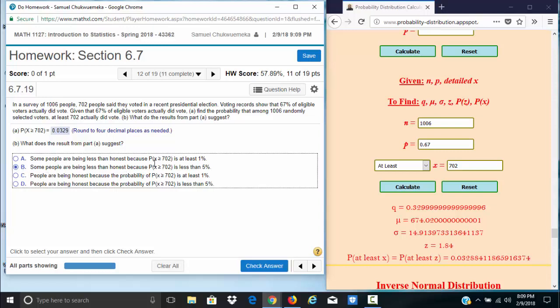The probability is less than 5%. So some people are being less than honest, because that probability is less than 5%.